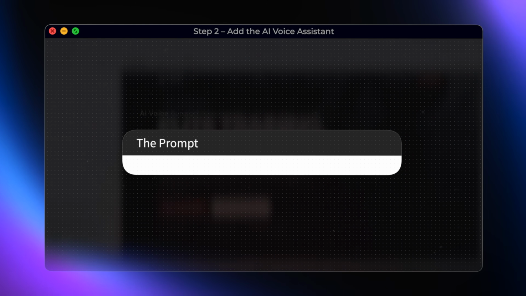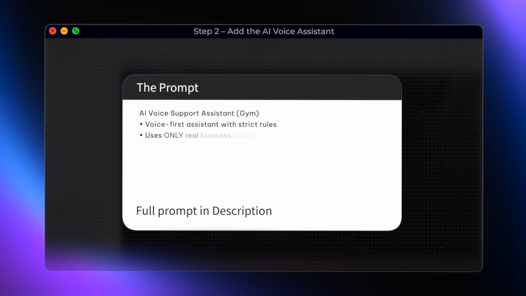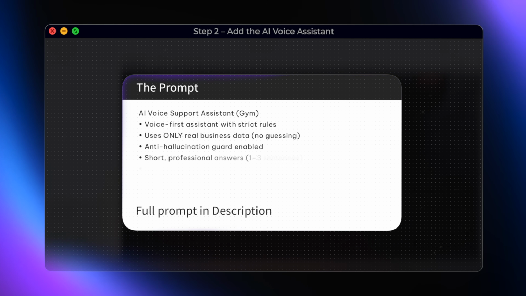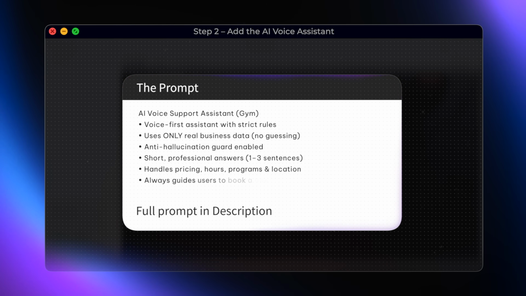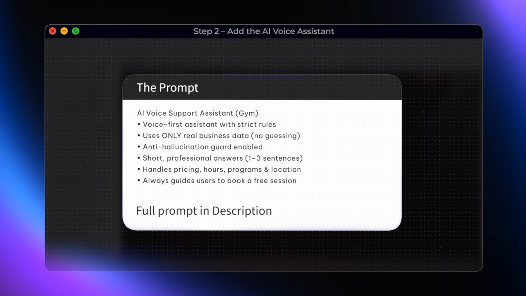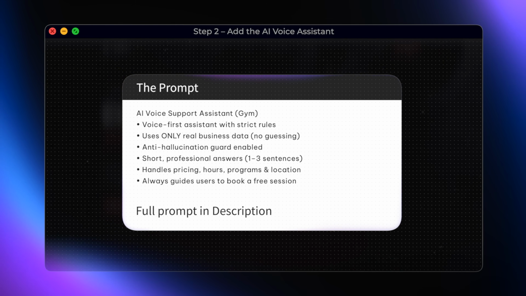I add another prompt, the business information prompt. The rule is simple. Use only real business information. Don't guess, don't invent answers. If something isn't listed, say you don't know and guide the visitor to the next step. Once I apply this, the assistant is now locked to real gym data only.